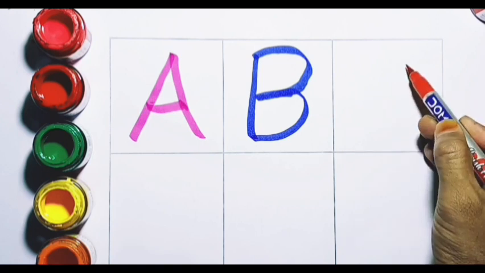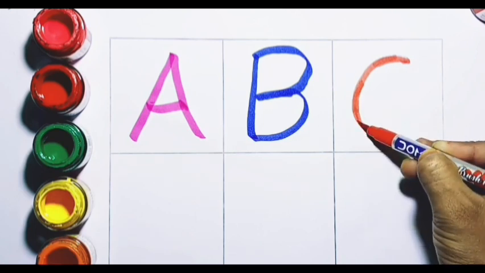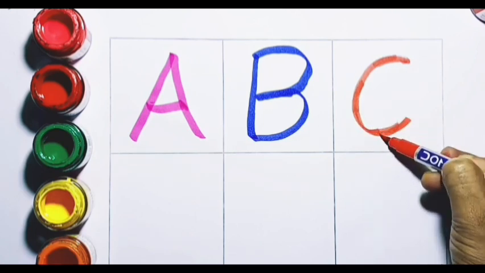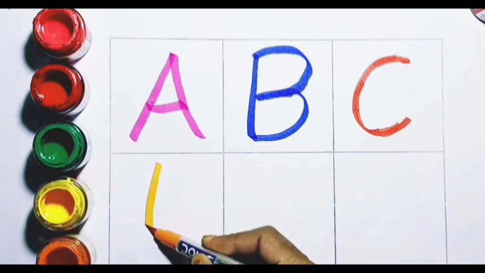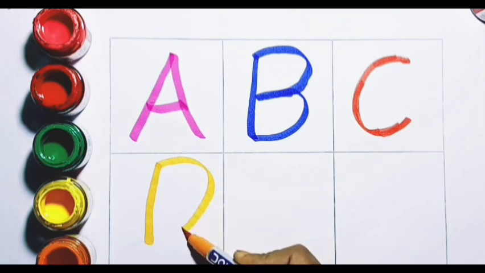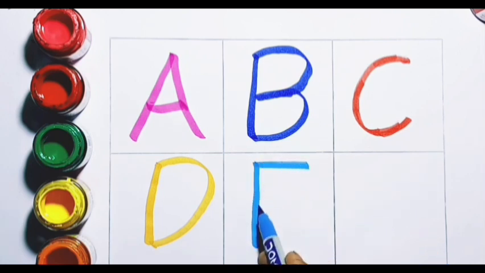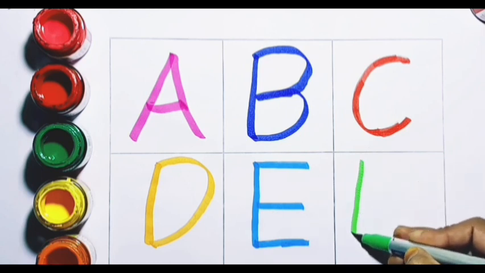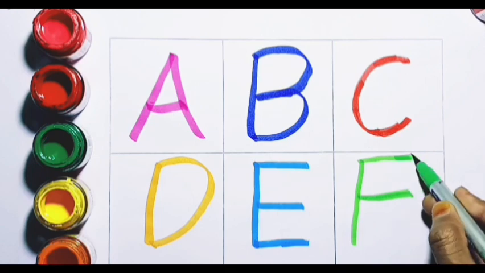Red color. C for cat. Orange color. D for dog. Sky blue color. E for elephant. Green color. F for fish. Thank you.